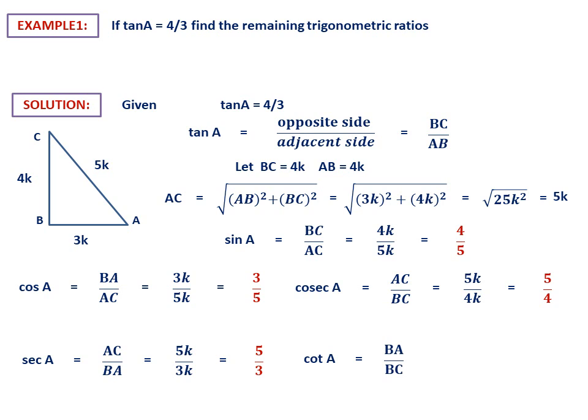And the last one, cot A, which is the reciprocal of tan, that is BA divided by BC. So it is 3K by 4K, cancelling K again, 3 by 4. Thus, given one trigonometric ratio, we can always find the remaining 5 trigonometric ratios like this. So this is the first question.